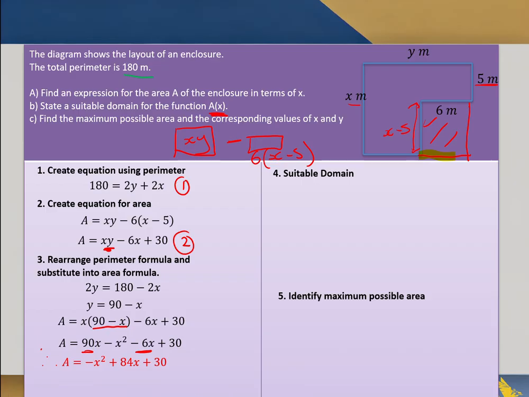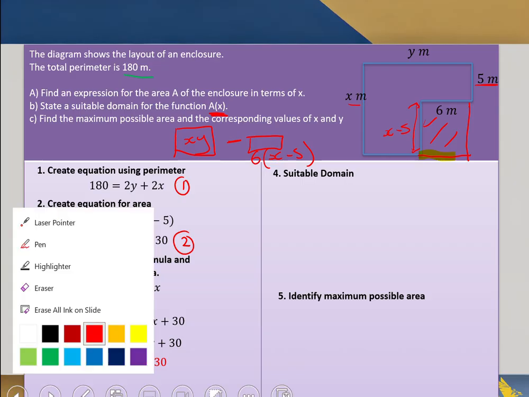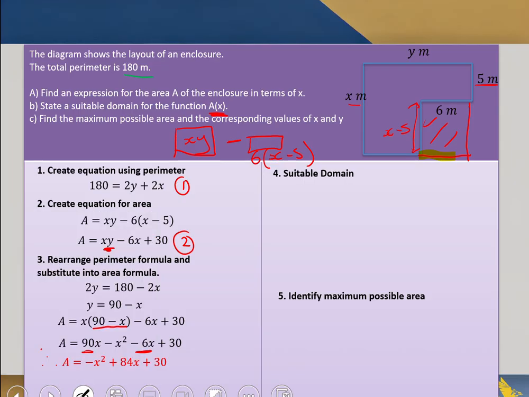For the next part, we are going to be using the diagram to find a suitable domain. So here we can see we've got x, but we know x has to be 5 or more. That's the first part, so greater than 5. Likewise, y we've got here, which is 6. So y has to be greater than 6. Okay, so now we've done that.